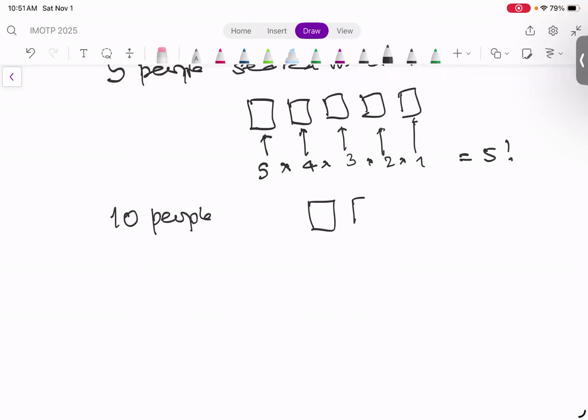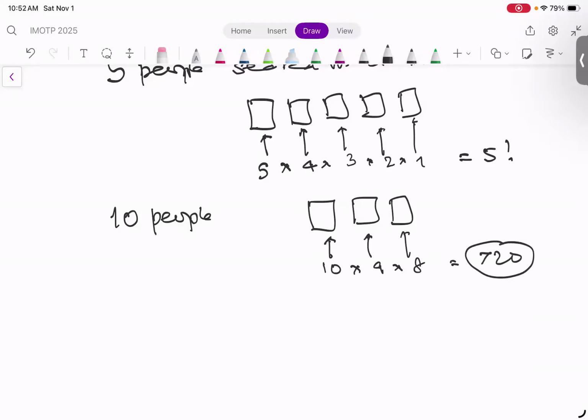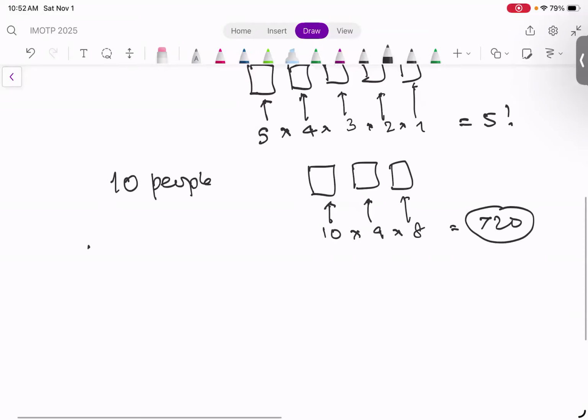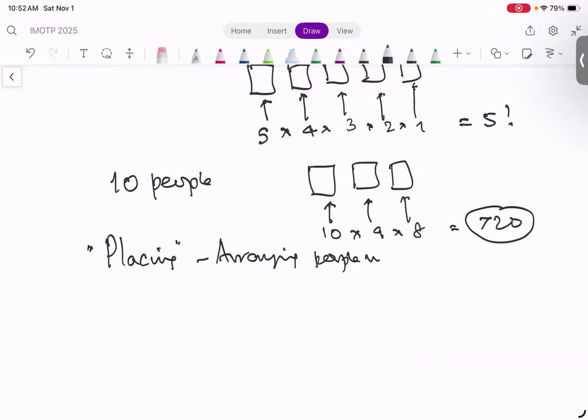Now I have, let us say, 10 people, but I have only 3 chairs. So how many ways can I seat 3 of these people in this one? So here I have a choice of 10, here a choice of 9, here a choice of 8. It is 10 into 9 into 8, which is 720. Okay. It's basically arranging people in a row. Right?